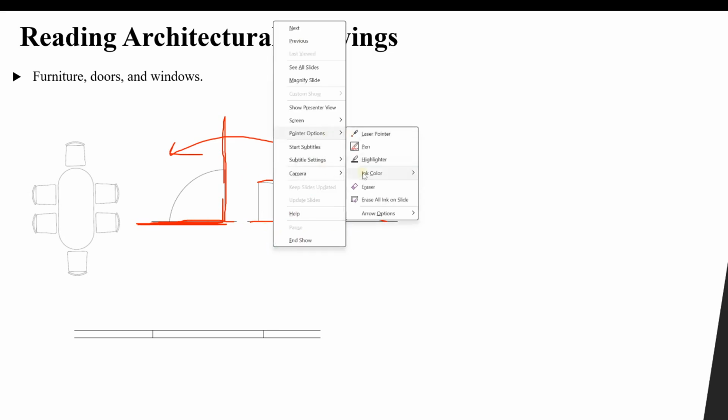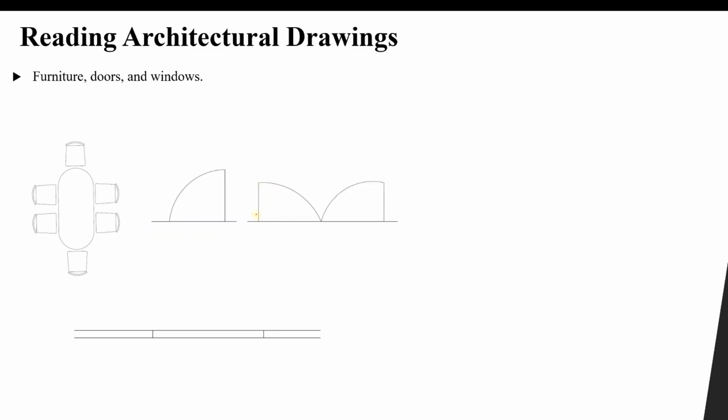Why is this important? Because when we add, let's say, the sockets, or when we add the lighting switches, we have to make sure that they are not behind this door. Then we have this one. What does this symbol represent? These very narrow rectangles represent our windows.